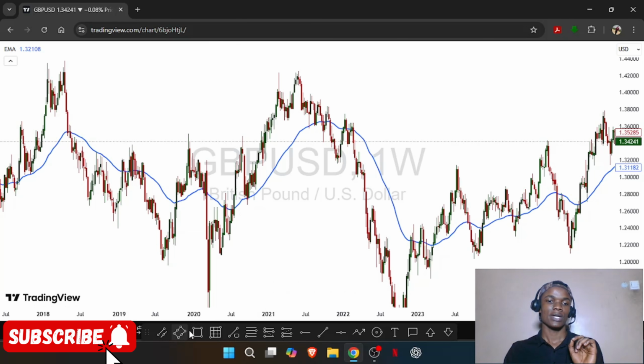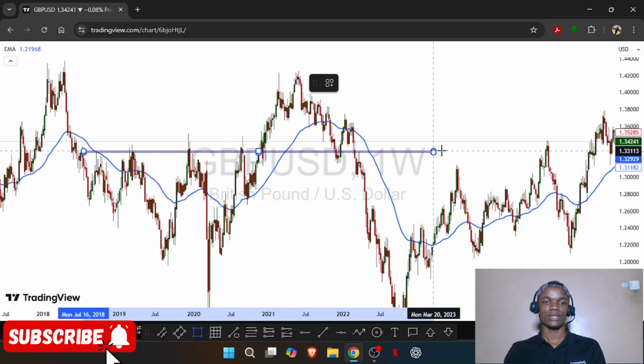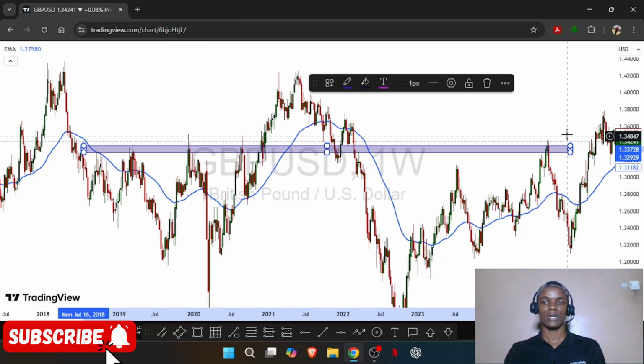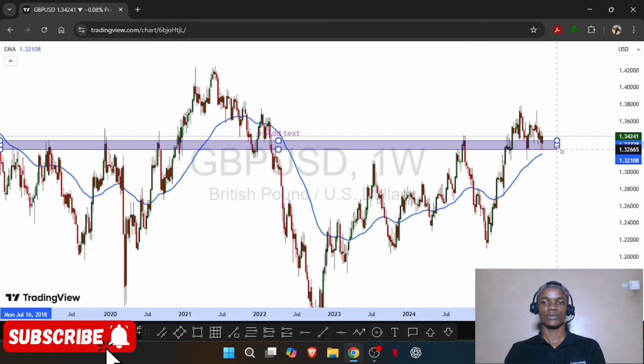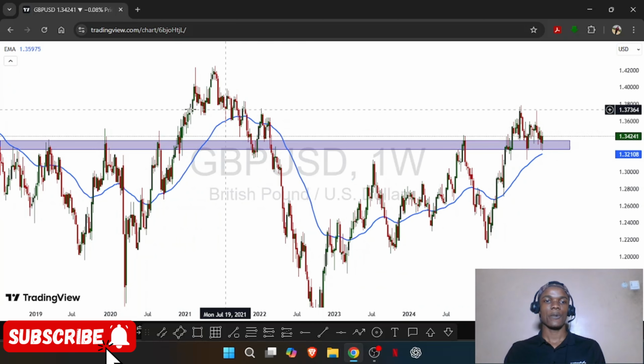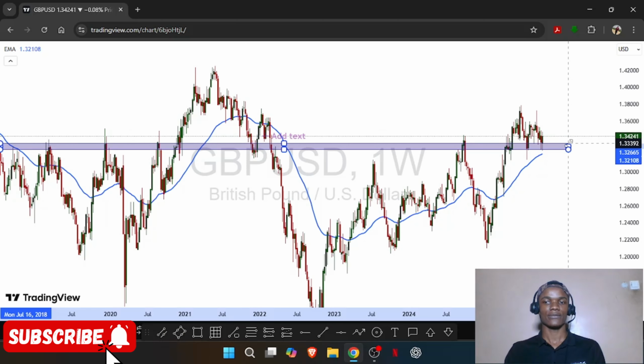I use this rectangle tool. You can see it at the bottom left there, the rectangle tool. I don't know what it's going to look like for you guys, whether it's on the right, but for me it's at the bottom left, and my cursor is around it. So I click on it and I do this, I drag it all the way here. It helps me plot out key levels.